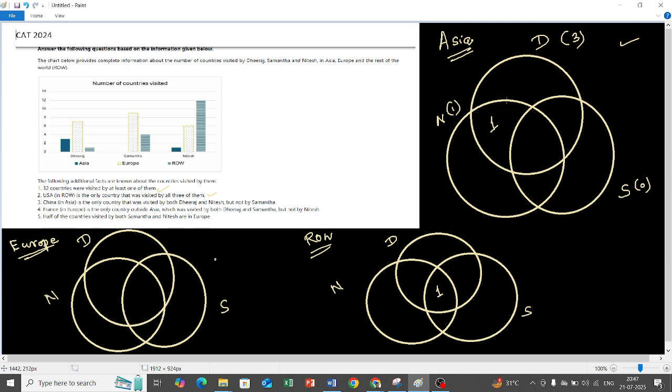Understood or not? Okay. So Dheeraj and Nitish, this intersection portion is 1. Only Dheeraj and Nitish. Not by Samantha, remember. That is why I didn't put it in this part. Now, France in Europe is the only country outside Asia which was visited by both Dheeraj and Samantha but not by Nitish.